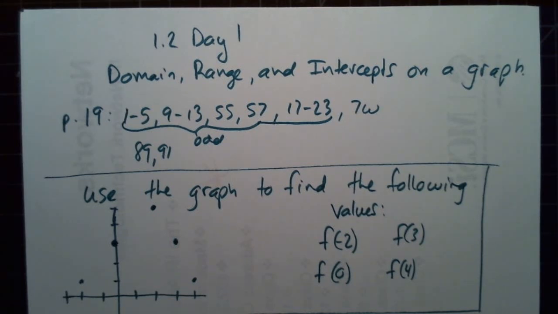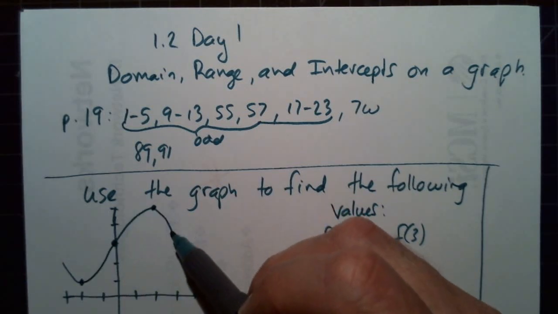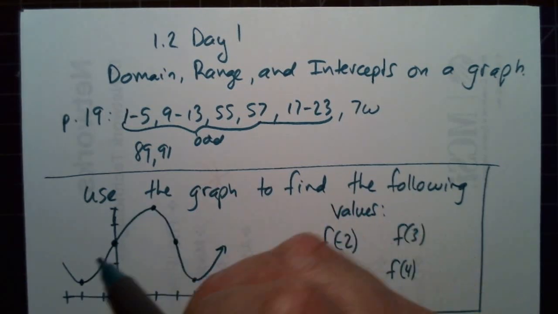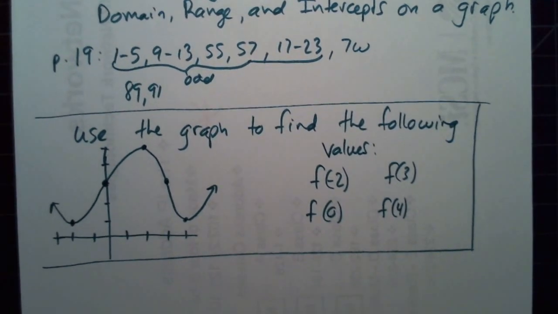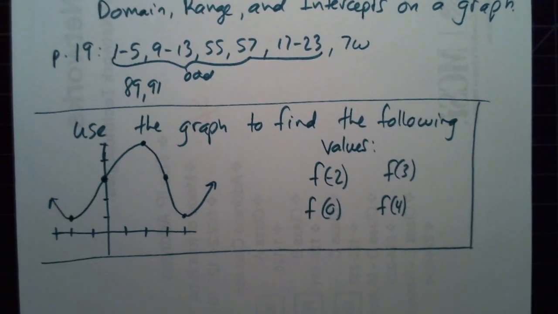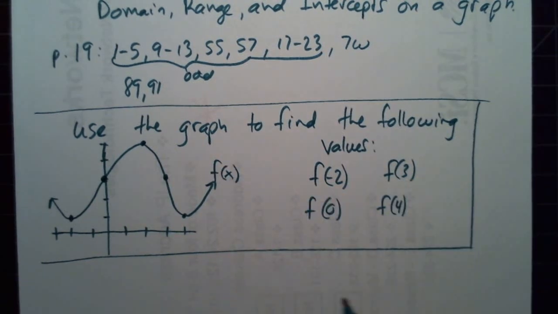So here we'll just draw this graph with these points and just curve it through there. And we want to find the y values at these x values. So here's the graph of f of x and f of -2.